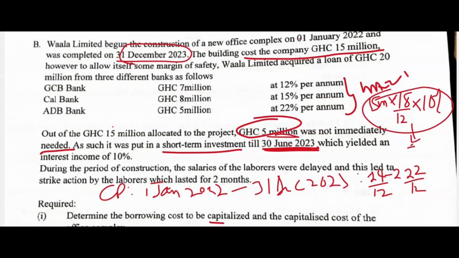That's a different one I wanted to teach you. Whenever there's an investment income and there is a borrowing cost, we invest a portion of the money. Then when we get income, we subtract it from the borrowing cost, for us to get the actual borrowing cost to be capitalized. Are we okay? Yes. Okay, so let's finish it.